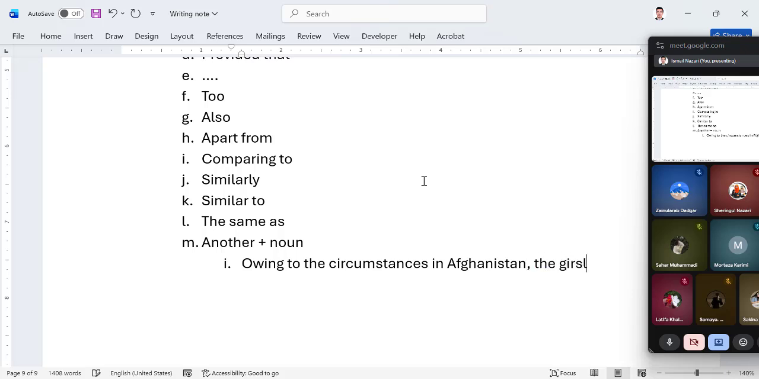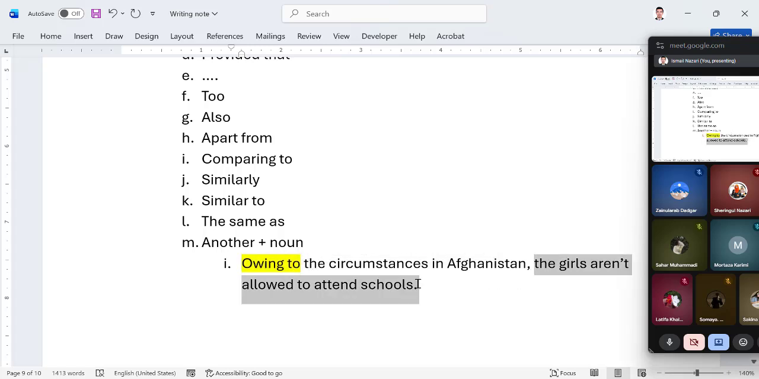The girls, for example, aren't allowed to attend schools. So here we have "owing to." Owing to shows the reason why this action happens here. What's that? Owing to the circumstances. It means because of the circumstances in Afghanistan, the situation in Afghanistan. So it connects the two ideas, which introduces a cause to an effect. The effect is the girls aren't allowed to attend schools.